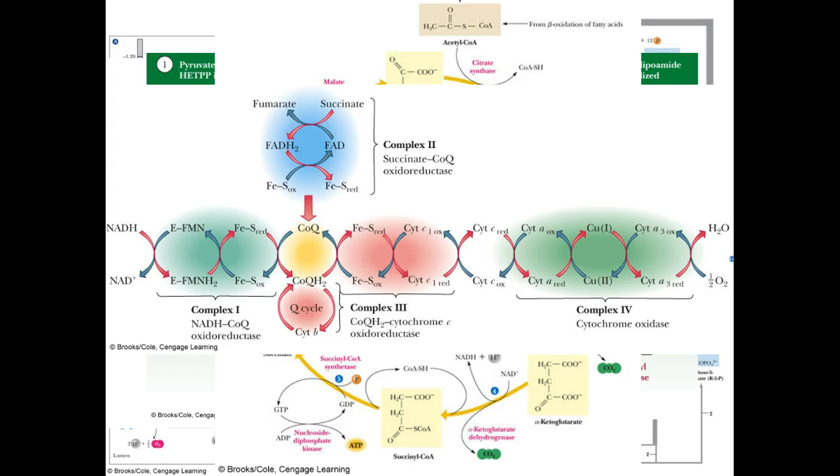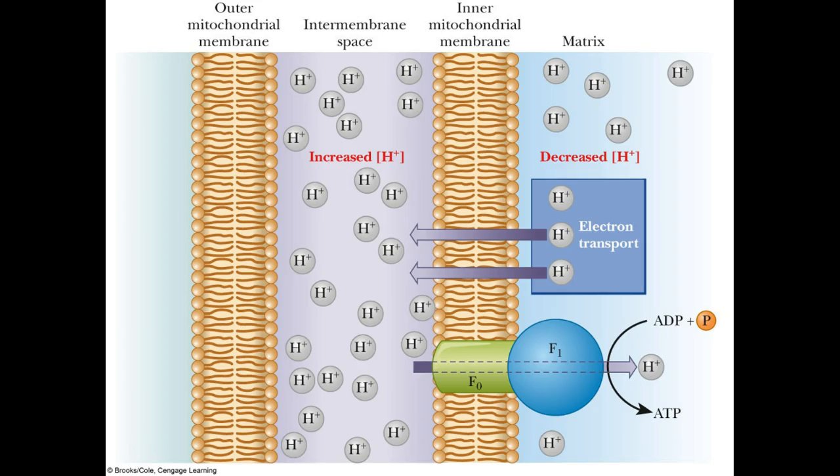Succinate dehydrogenase, which played a role for us there in the citric acid cycle, will offload its electrons directly to CoQ, and CoQ will carry those to complex 3 and then to complex 4 and water, as just described. The net result of all of this is a proton gradient across the inner mitochondrial membrane. And plants will do the same thing we do.